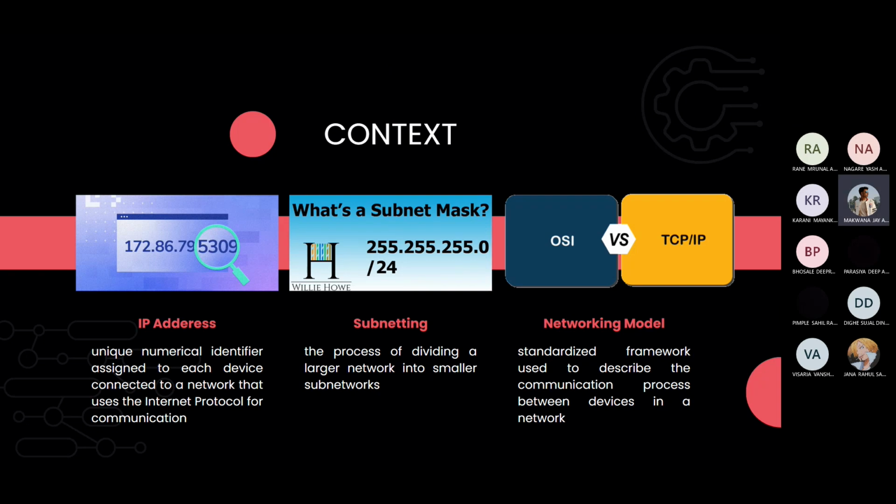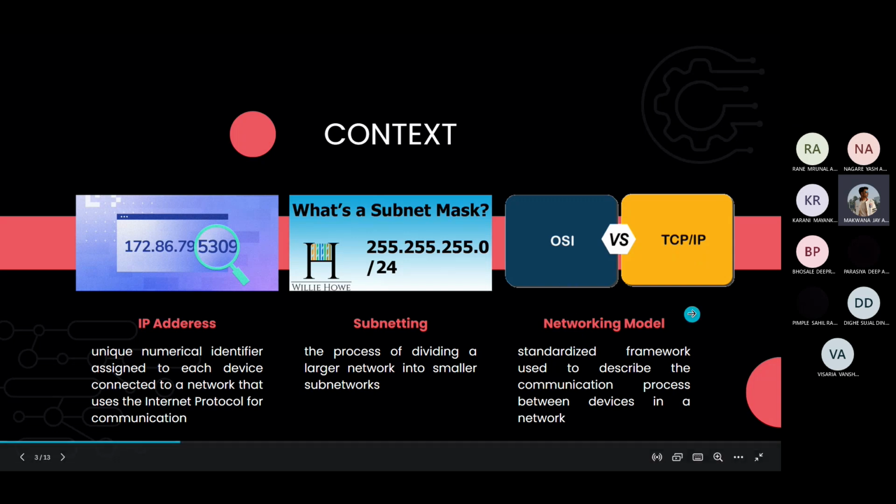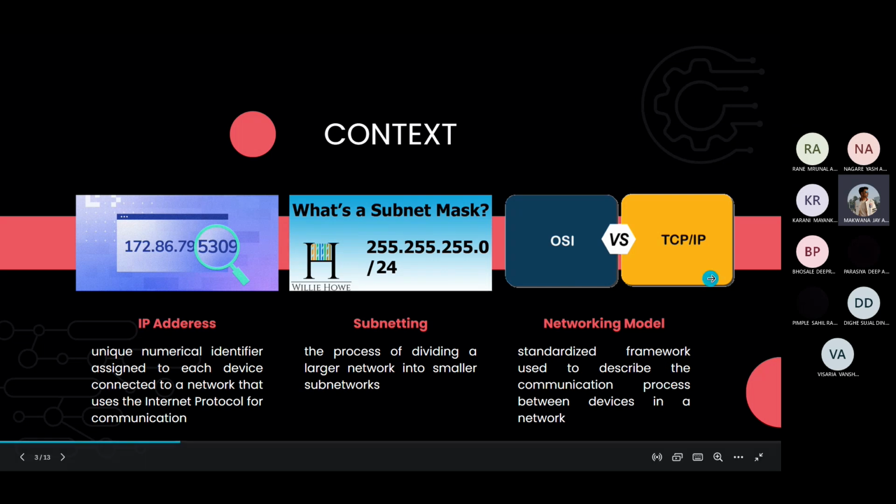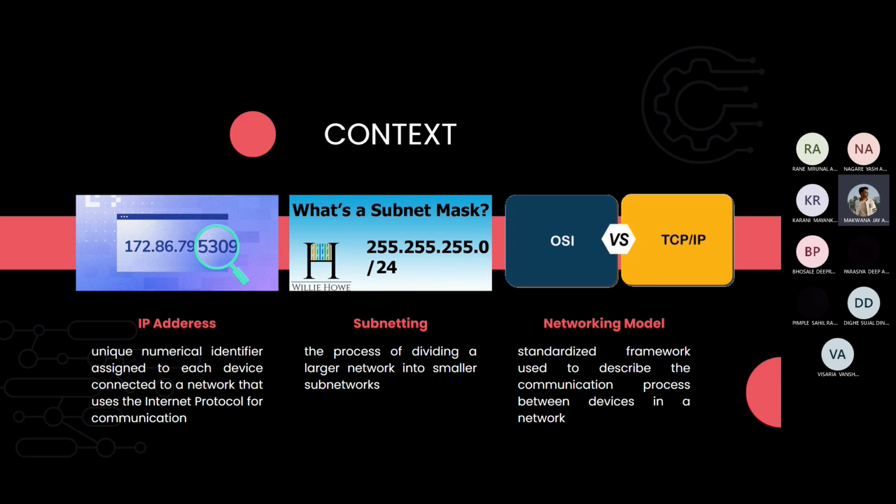And the last thing we will see is the OSI layer and TCP/IP model. We will not go deep into this part, but I will just give you an overview. What is the OSI layer? What is the TCP/IP model? And what is the use of that? A networking model is just a standardized framework used to describe the communication process between devices in the network. So how devices are communicating with each other, how they are recognizing each other by the IP address, how packets are traversing, how they are authenticating the packets, what security measures they are looking for, all this will come in the networking model.